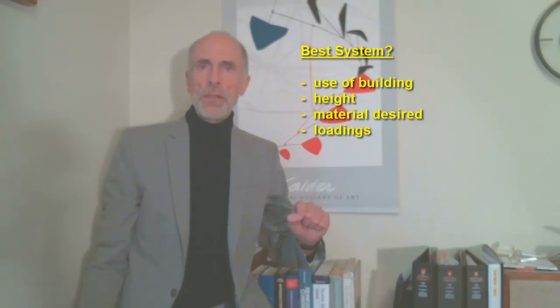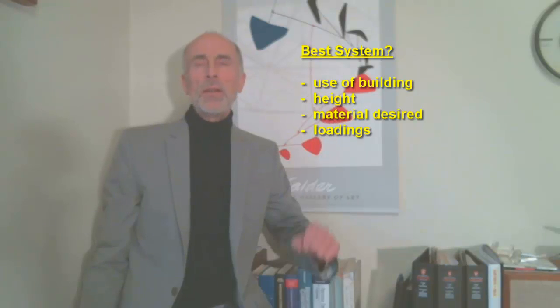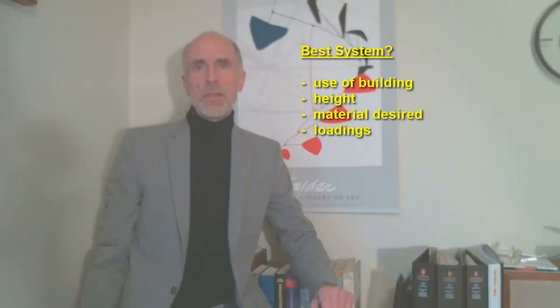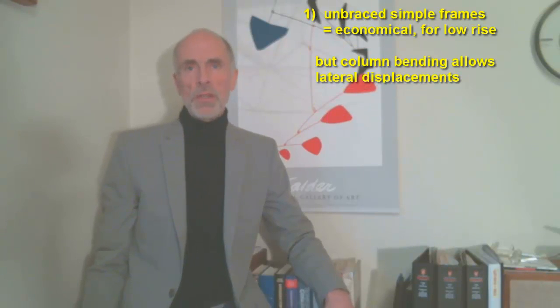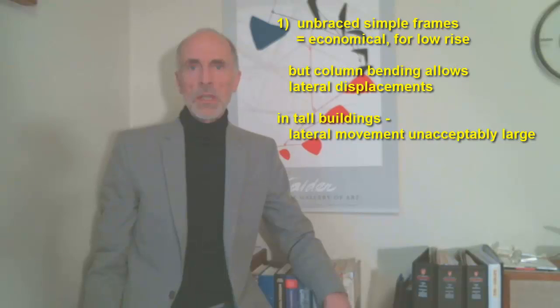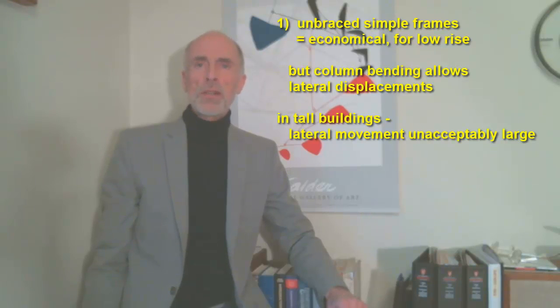The restraint at joints of continuous spans reduce their deflections. Which system is best for buildings depends on the use of the building, the height, the material selected, and the loadings. Unbraced simple frames, often called pole buildings, may be the most economical system, but are limited to low buildings because the tall cantilevered columns bend too much under lateral loads. When used in taller buildings, the lateral deflections become unacceptably large.